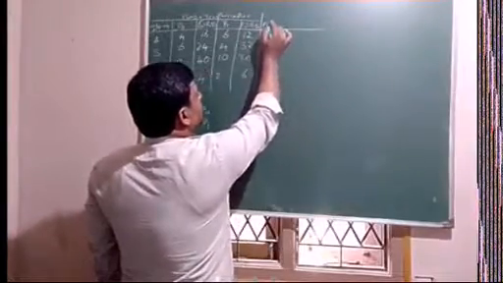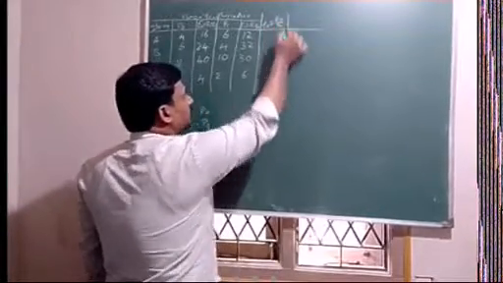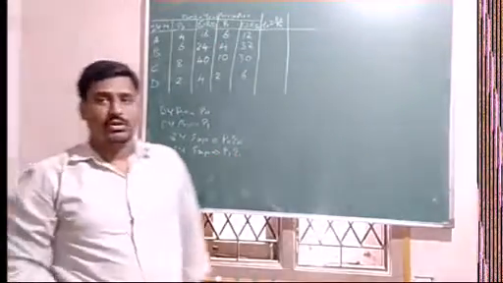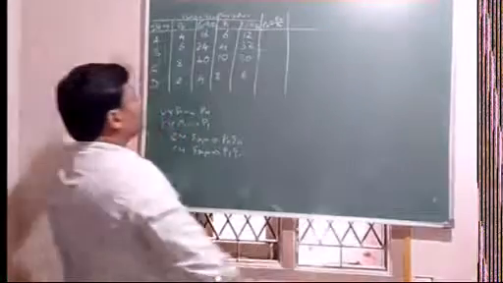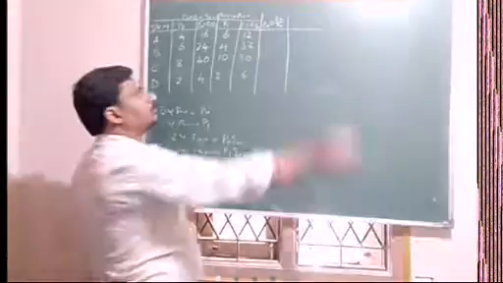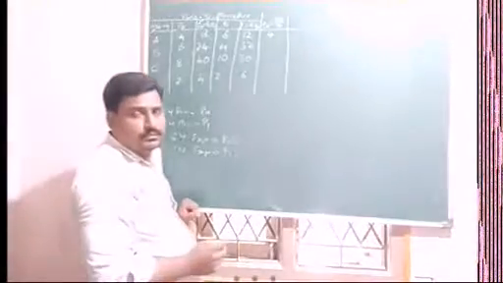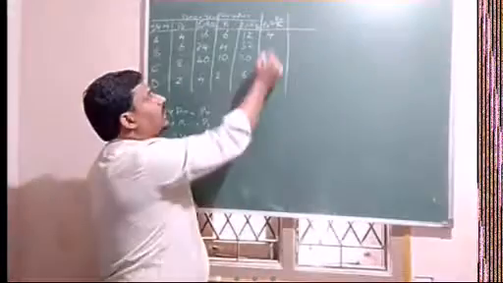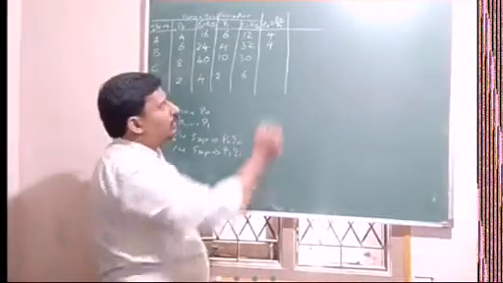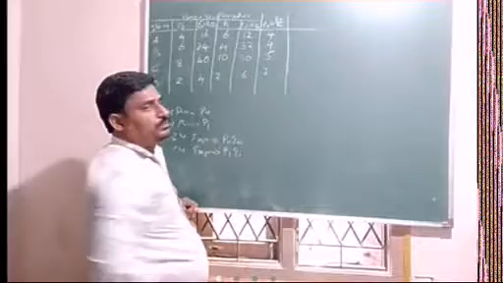Q naught is equal to E naught divided by P naught. E naught is nothing but P naught into Q naught. So first, E naught 16 divided by 4, that is 4. Then 24 divided by 6, again 4. 40 divided by 8, 5. And 4 divided by 2 is 2.